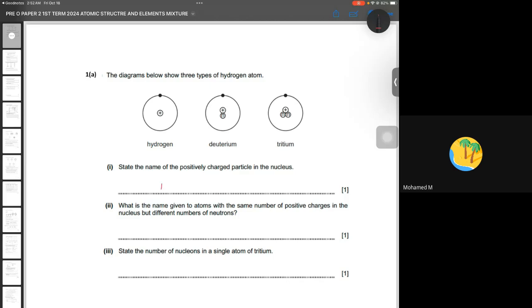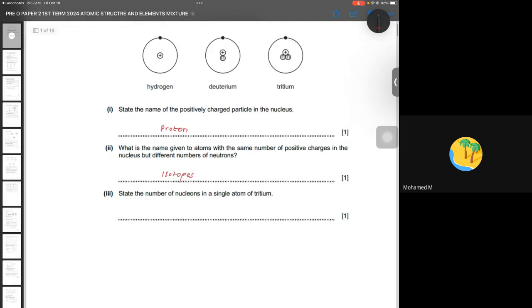Protons. Good. And what is the name given to atoms with the same number of positive charges in the nucleus but different number of neutrons? Isotopes. Nice. And state the number of nucleons in a single atom of tritium.